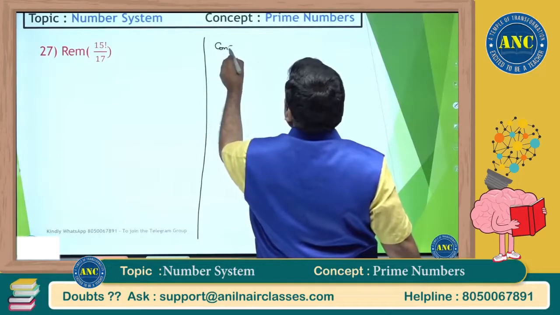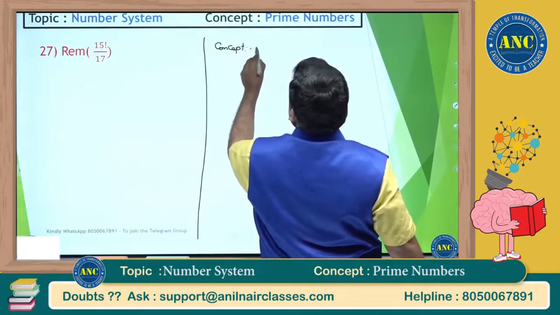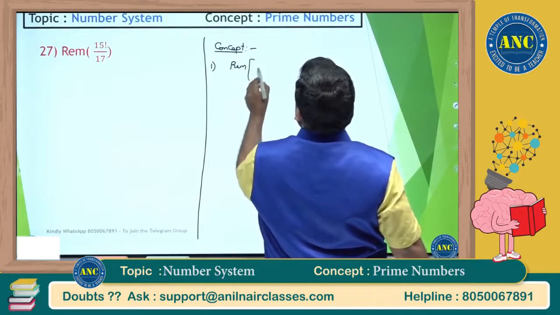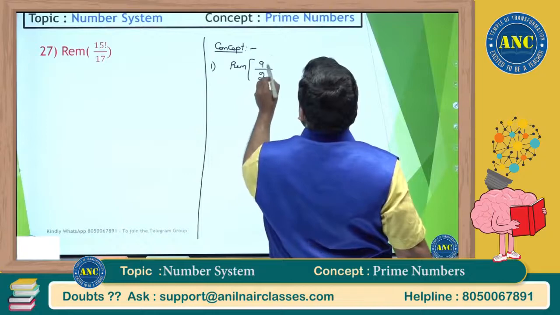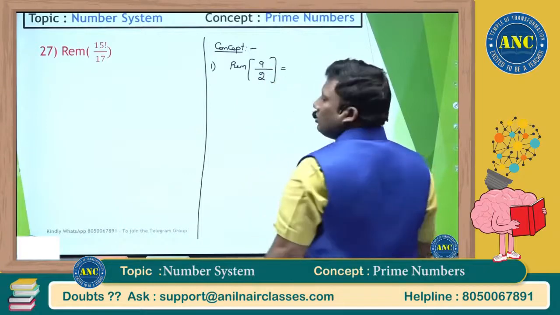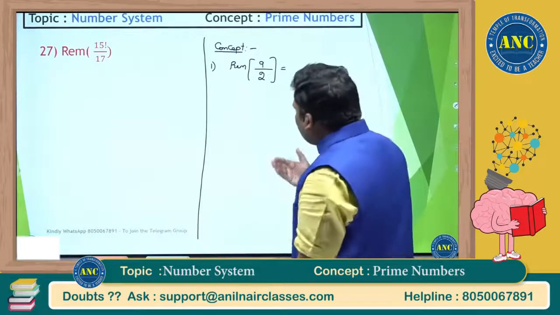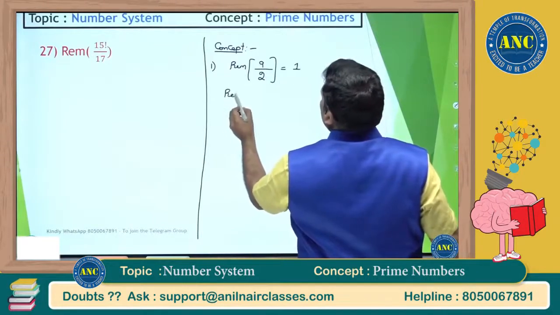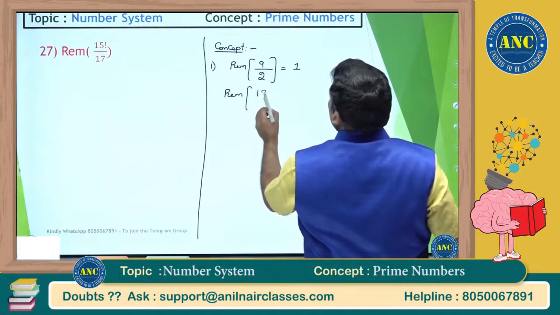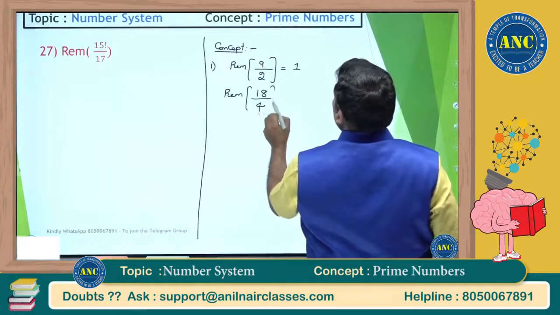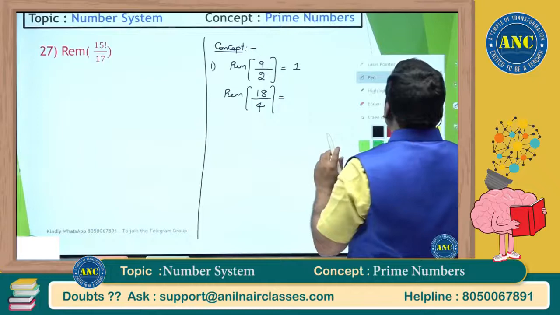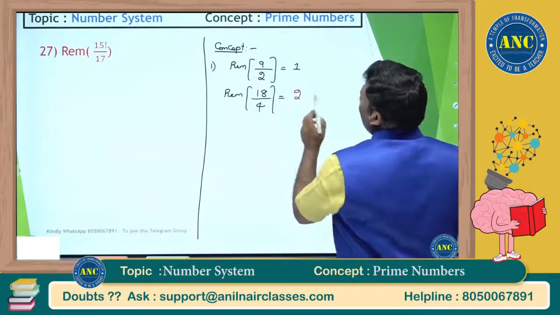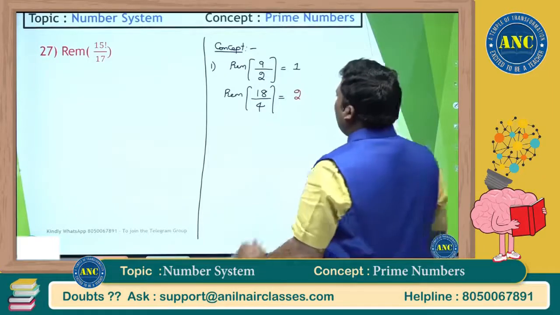First concept. Remainder when 9 is divided by 2: 2 fours are 8, so the positive remainder is 1. Now 18 divided by 4: 4 fours are 16, so the positive remainder is 2.